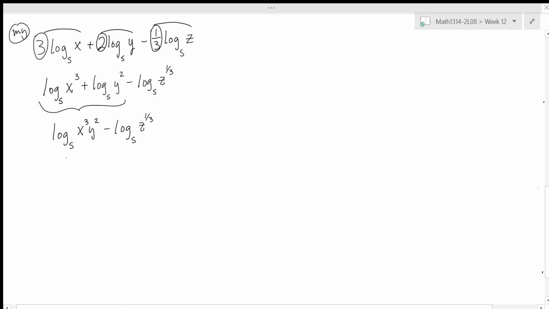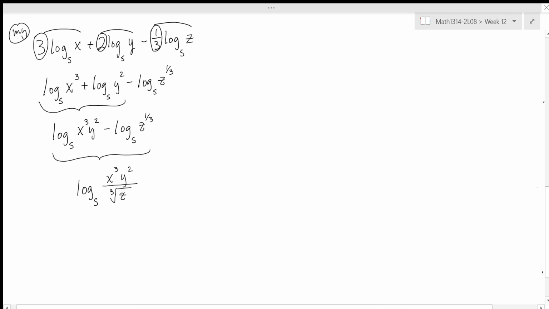And now for the last step, I can put the last two logs together. This time I have a subtraction. That'll turn into a fraction. And does it matter who's on top? Yes, it does. All over. And can I do that if I want?